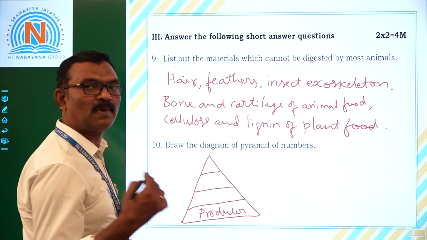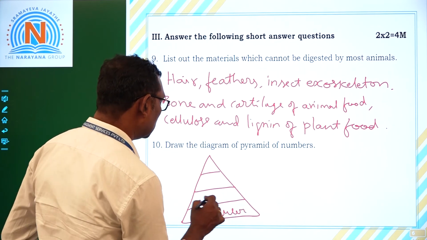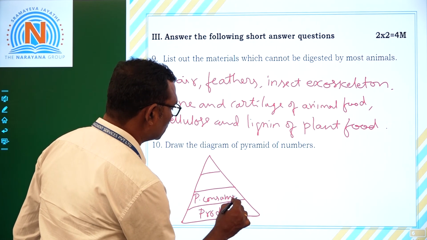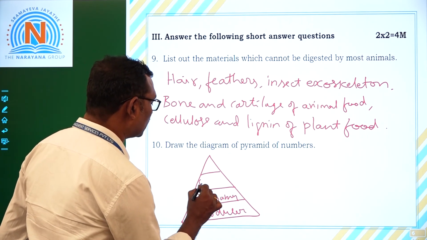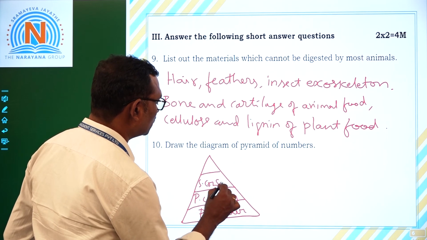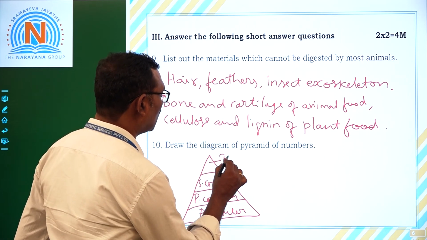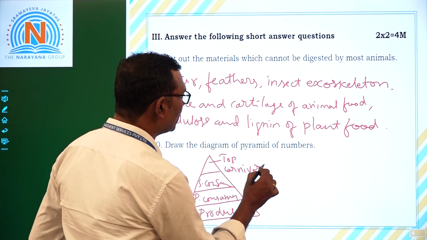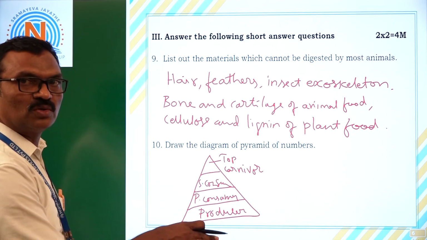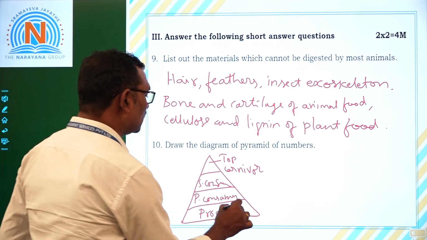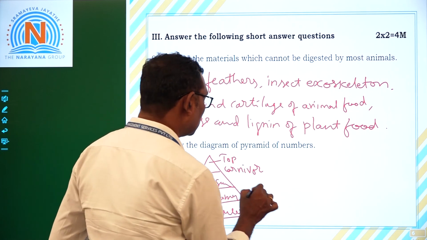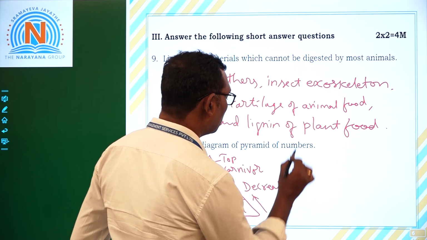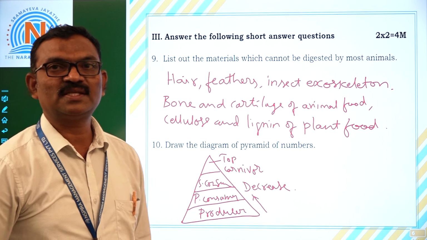An example for producers is all the plants. Green plants are producers. Next, primary consumers. Then secondary consumers. Right? Top carnivores. On the top we have to keep top carnivores. So when we are going from down to top, that means bottom to top, always the number of organisms decreases. Okay, this is the pyramid of numbers. So this is the key of today's assignment, my dear children.